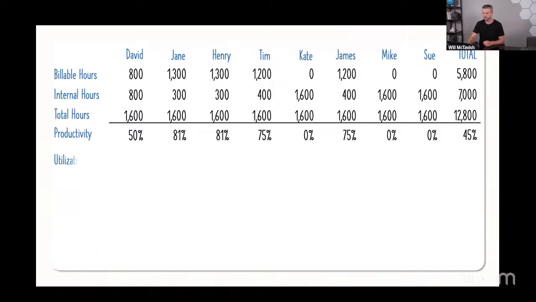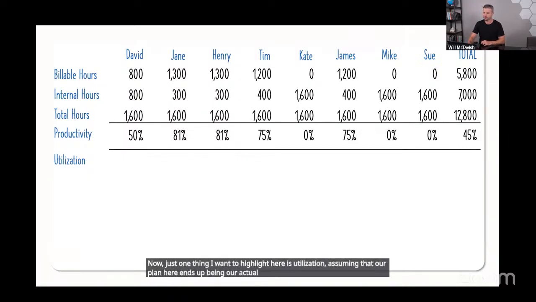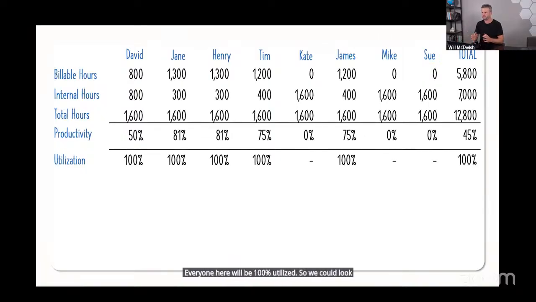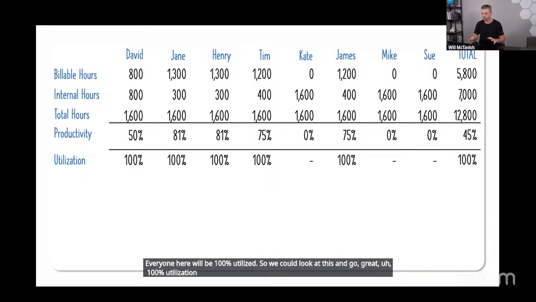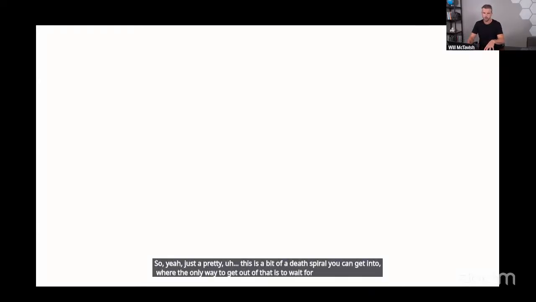Now, just one thing I want to highlight here is utilization. Assuming that our plan here ends up being our actuals, everyone here will be 100% utilized. So we could look at this and go, great, 100% utilization, firm's looking awesome, we're happy. In reality, however, 45% is the max productivity we could ever expect this firm to have, and that's assuming everyone hits their targets every month. So this is a bit of a death spiral you can get into, where the only way to get out of that is to wait for an administrator to resign, or you need to do a restructure, which is obviously a really painful process.